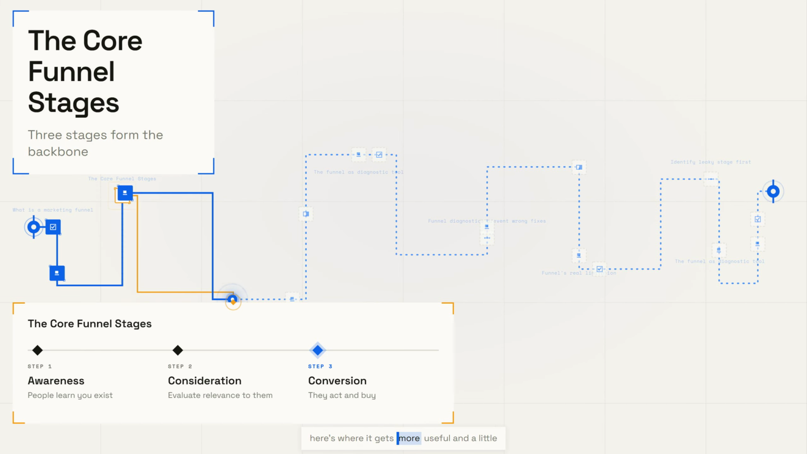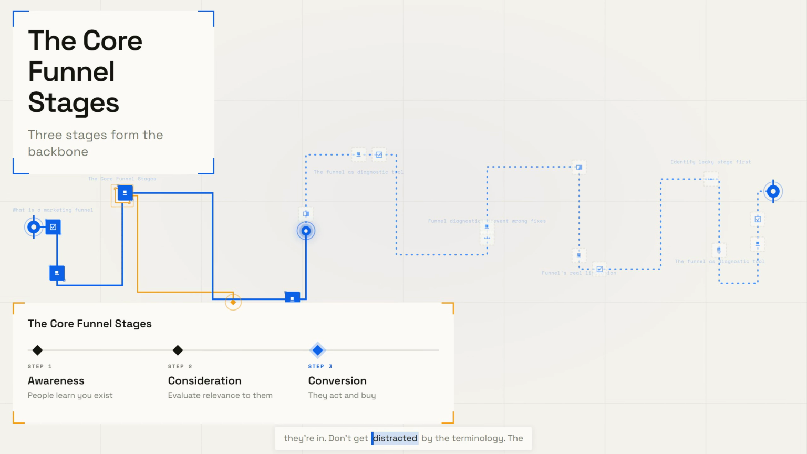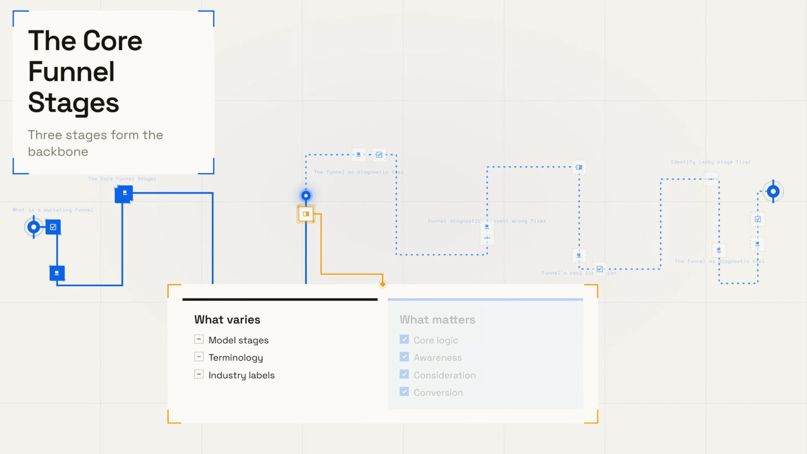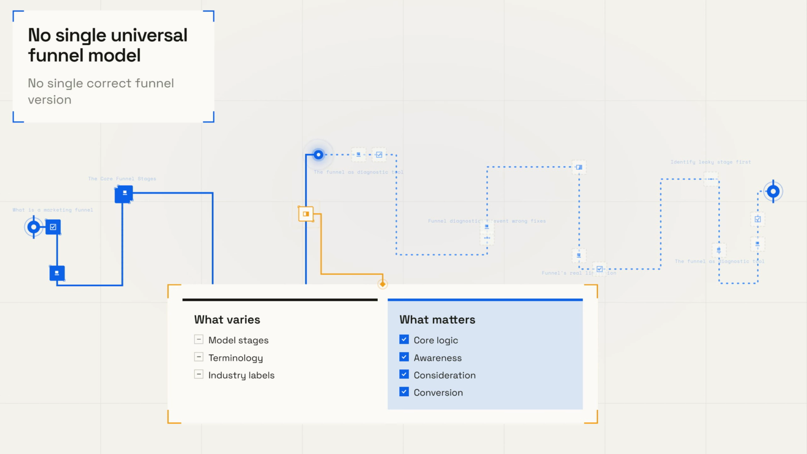But here's where it gets more useful and a little bit more complicated. There is no single correct version of the funnel. You'll see 3-stage models, 4-stage models, 5 or more. The labels change depending on who's teaching it and what industry they're in. Don't get distracted by the terminology. The logic is what matters: awareness, consideration, conversion, not what any particular model calls them.